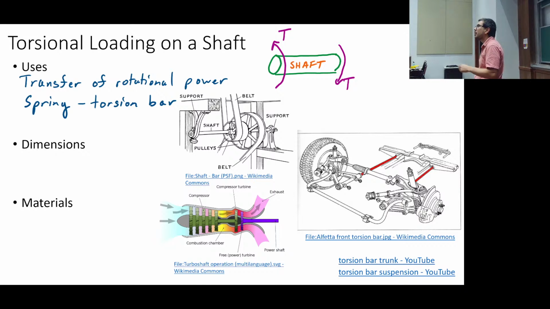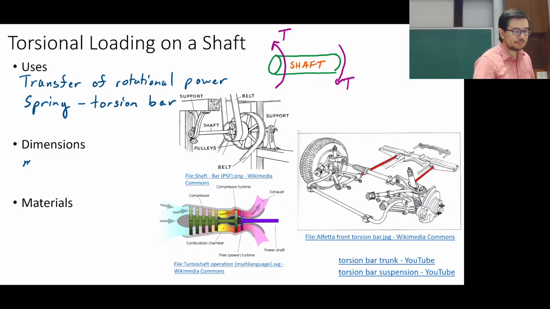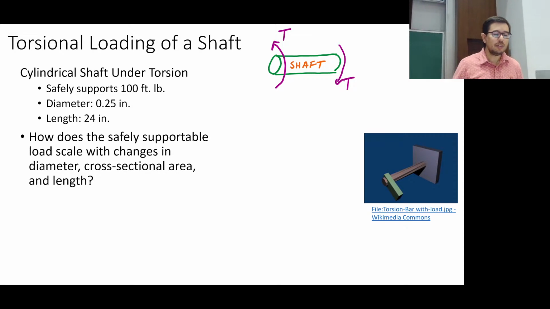Okay, torsion bar is almost like an oxymoron because we just said bars are for forces, right? But now we're saying torsion is on a shaft, and we're also talking about a bar. All right. Anyway, great. So those are some attributes.